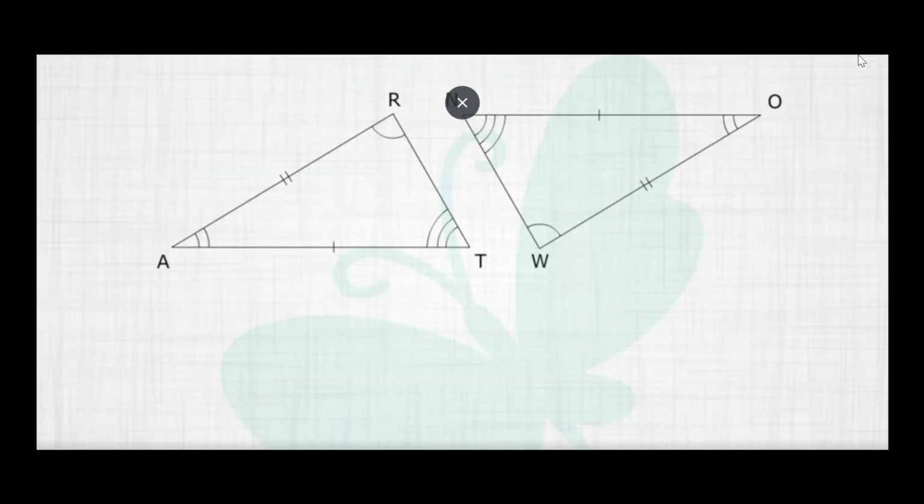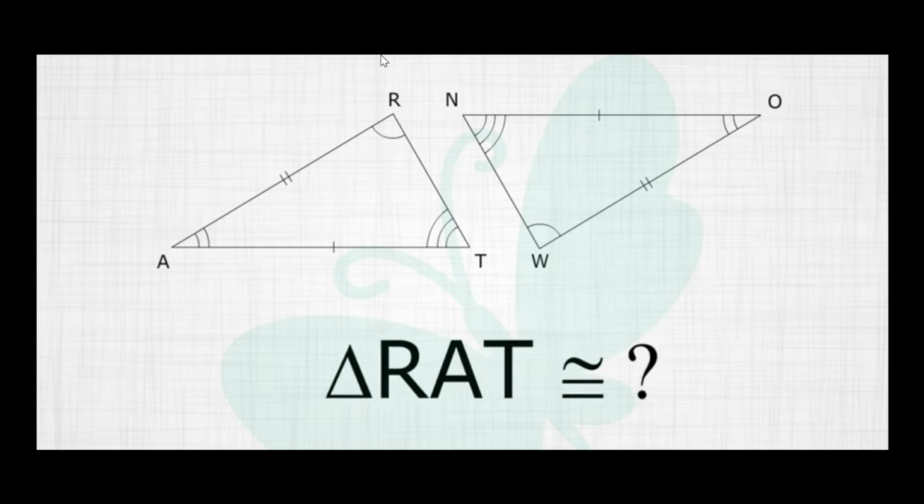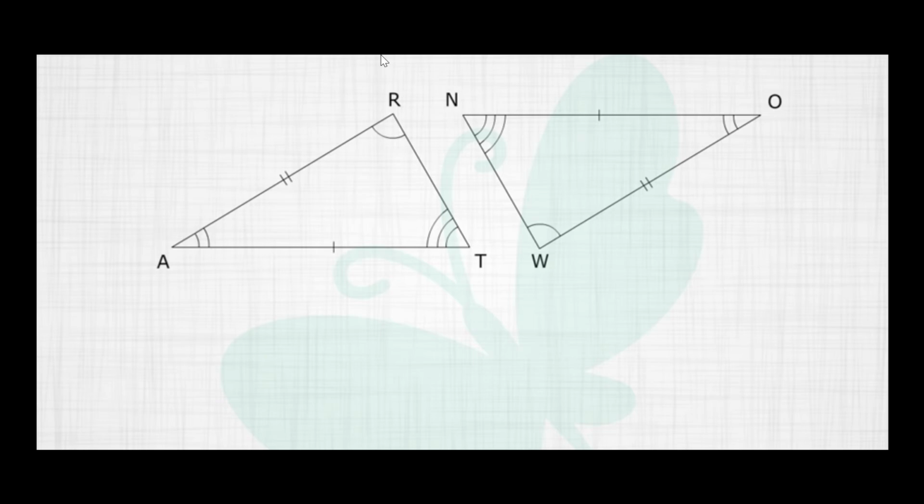These two triangles are given to us and they are congruent. You see that? And the corresponding parts are marked very clearly. The question is, we need to write triangle RAT is congruent to what? Now, let me first list down what is given. Angle RAT is equal to angle WON. Angle ART is equal to angle OWN. Angle RTA is equal to angle WNO.